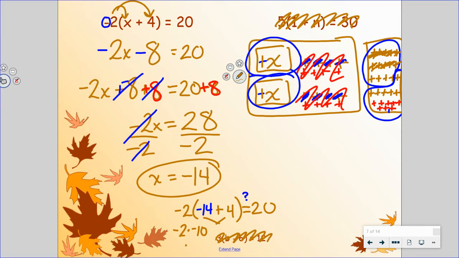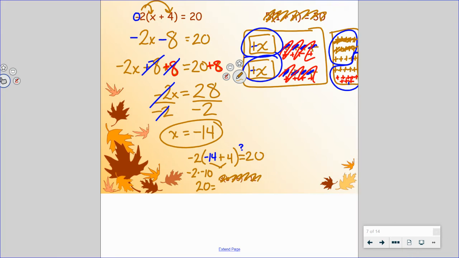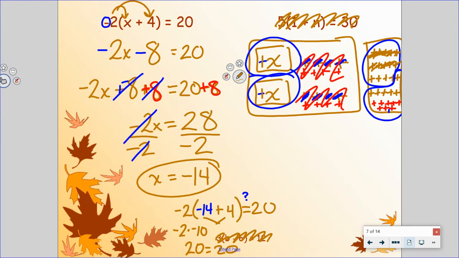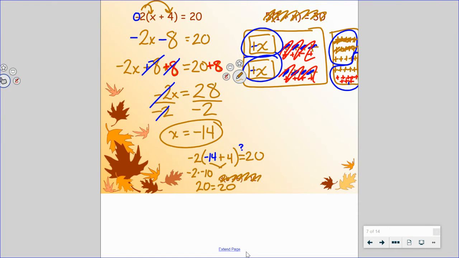Negative 2 times negative 10 is positive 20. And sorry about my messiness right here. 20 is the same as 20. It's a true statement. Oh, did it again.